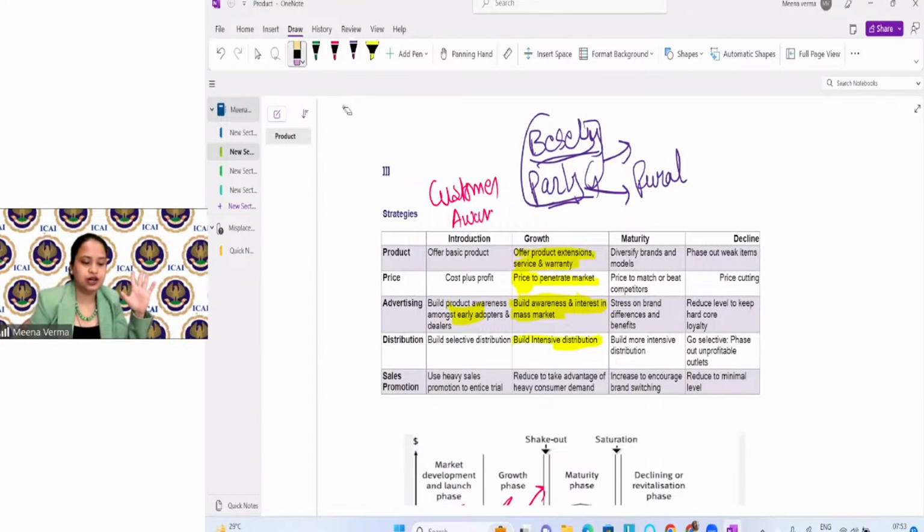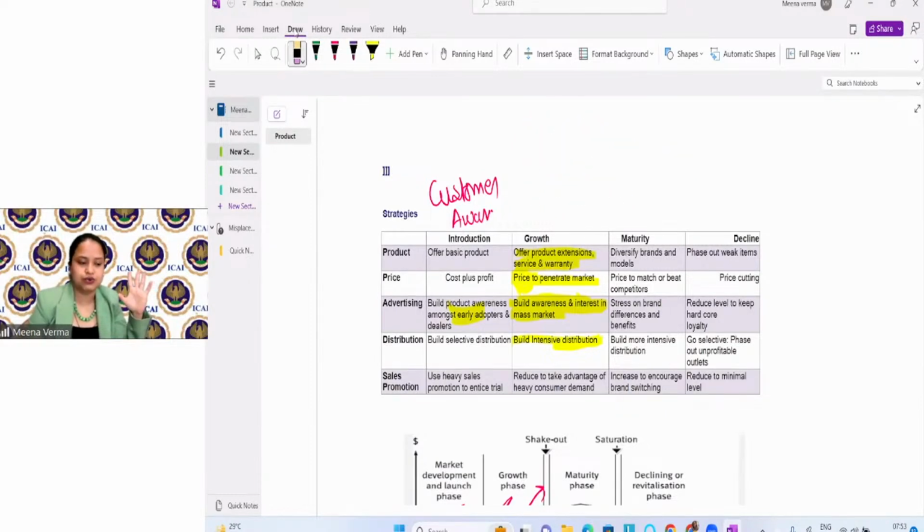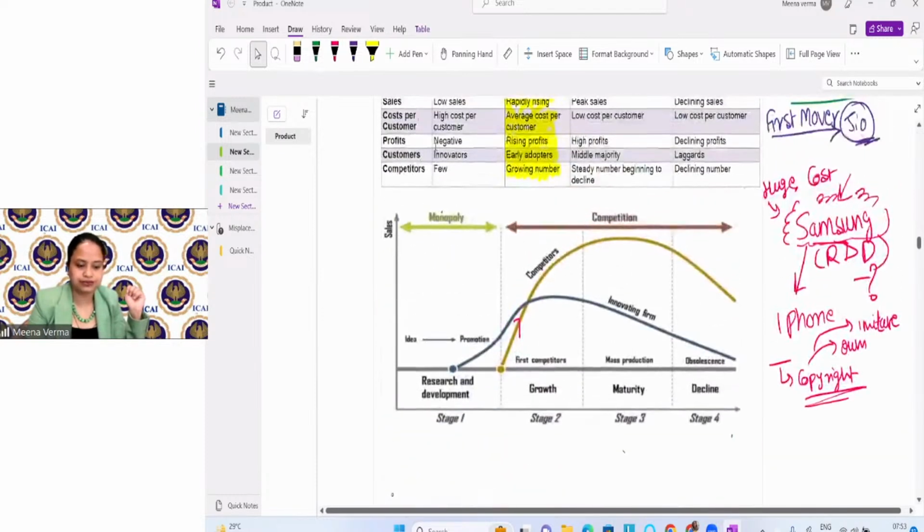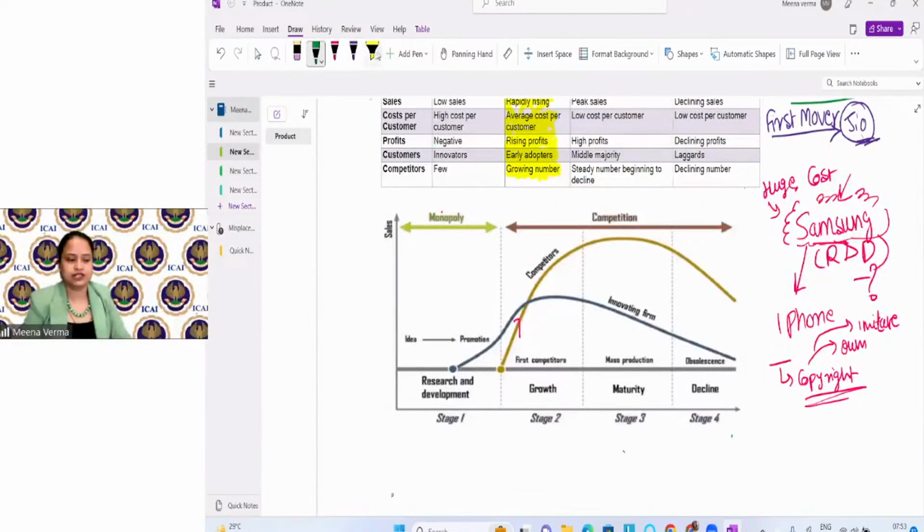Okay. So here in this stage, what the company will try to do, they will try to build what? Intense distribution network. And the company will reduce prices to take the advantage of heavy consumer demand. Okay. So this was all about the growth stage. Now the next is what? Maturity stage. Now what is maturity stage?